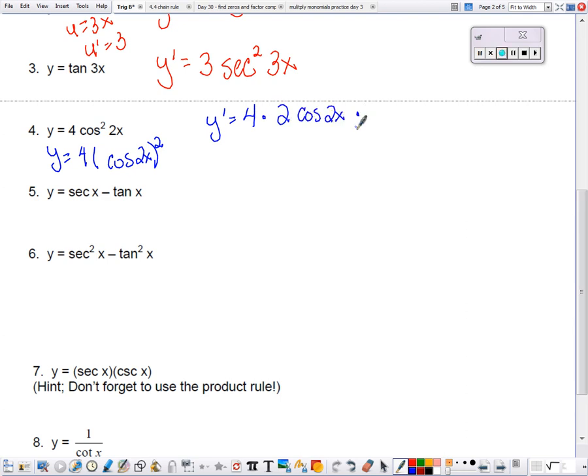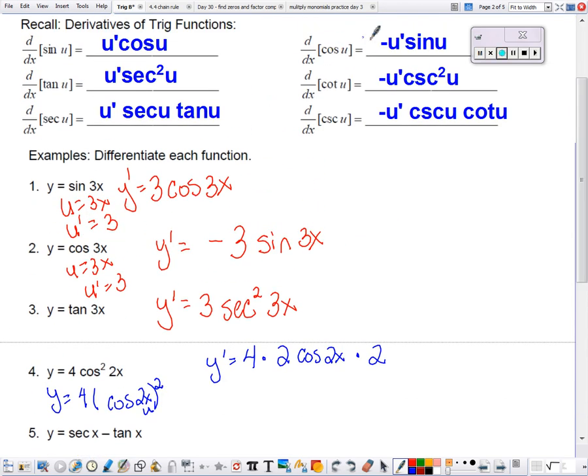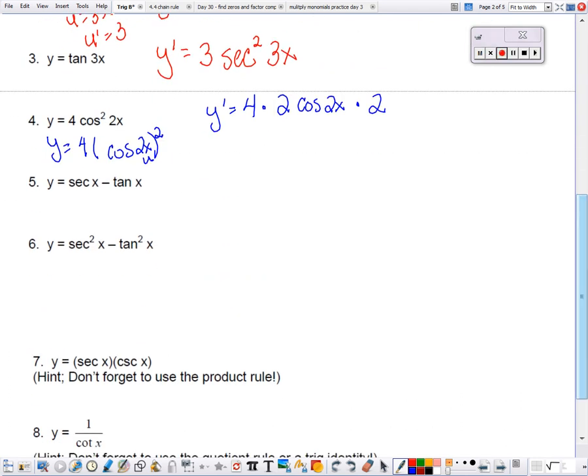and then the derivative of the inside, well, this is our u, so u prime, and then the derivative of cosine. Now look back up at our chart. So it should be negative and then sine of u. So negative. So combining my like terms, 4 times 2 times negative 2 is negative 16 cosine of 2x, sine of 2x.